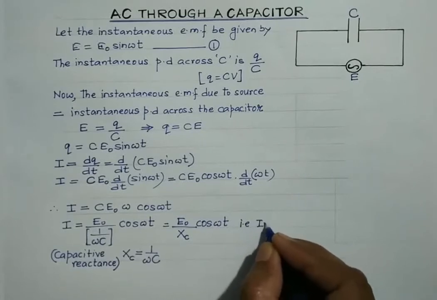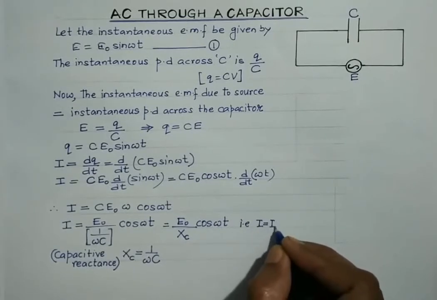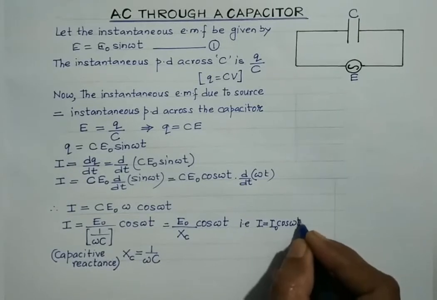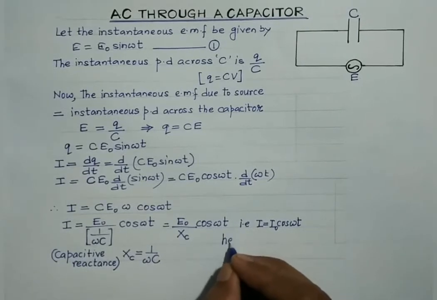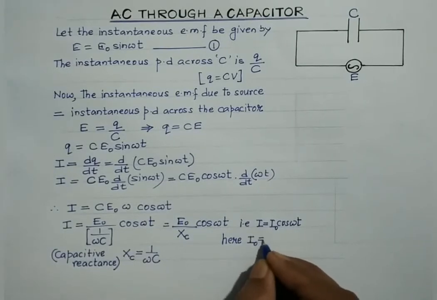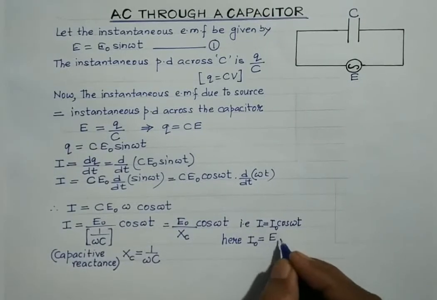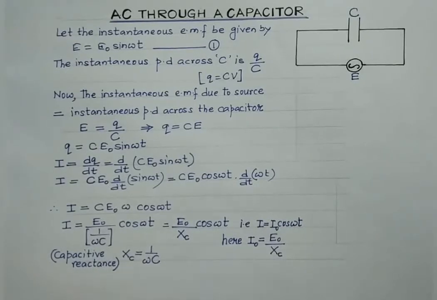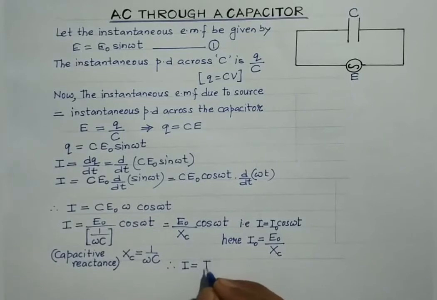That is, I may be written as I naught cos omega t. Here I naught is the peak value of current, which is the current amplitude, and it is equal to E naught by XC. XC, as I stated, is the capacitive reactance. Therefore students, this current can also be written as I equals to I naught.